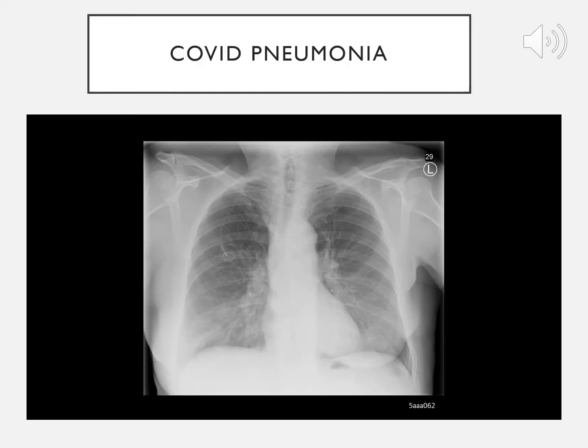Covid pneumonia. I only put one slide up here. I know we've all had enough. No, I really did just want to touch on this.